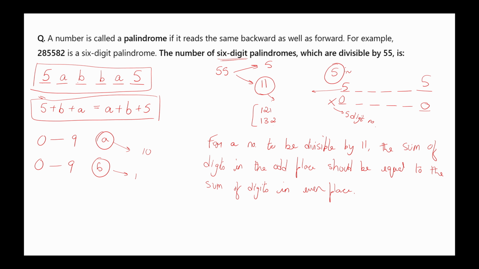10. And how many numbers for B? 10 as well. Now since I have to choose both these numbers, that means my total combinations would simply become 10 into 10, which is 100. So there are 100 six-digit palindrome numbers which are divisible by 55.